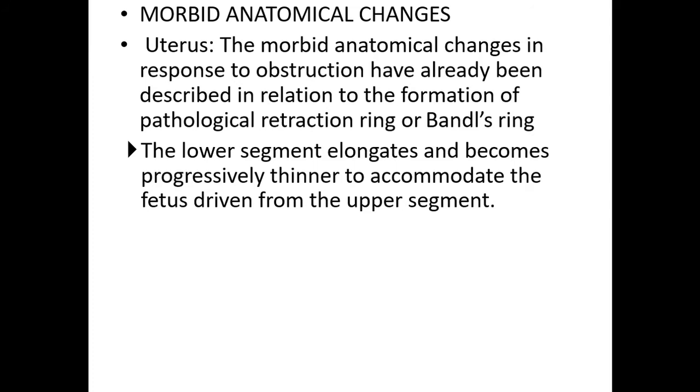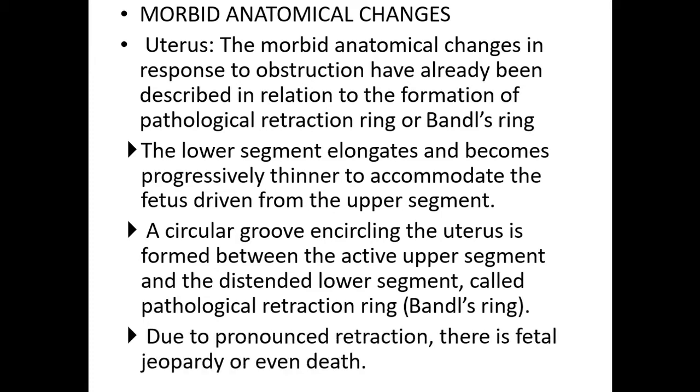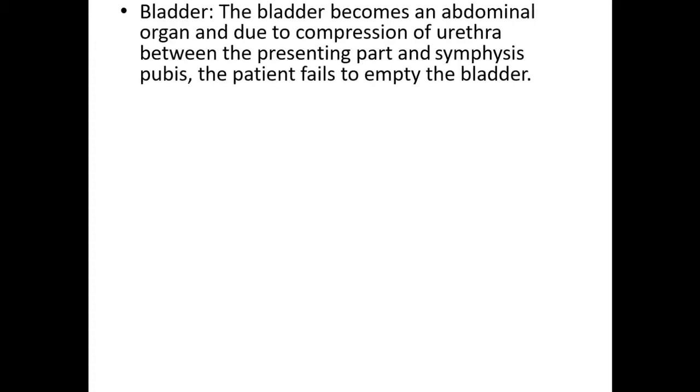Because of these contractions, the lower uterine segment becomes thinner and thinner. And a circular groove encircling the uterus is formed between the active upper uterine segment and the distended lower uterine segment, that we call the pathological retraction ring or Bandl's ring. Due to a pronounced retraction, there is fetal jeopardy or even death of the fetus can occur.